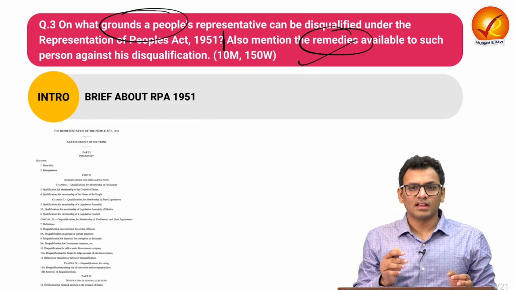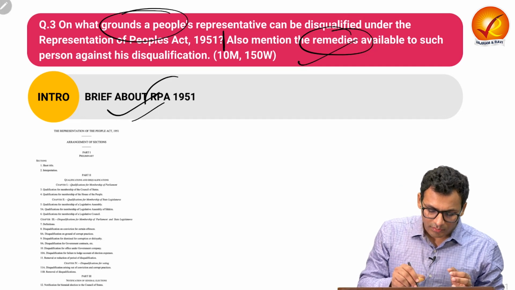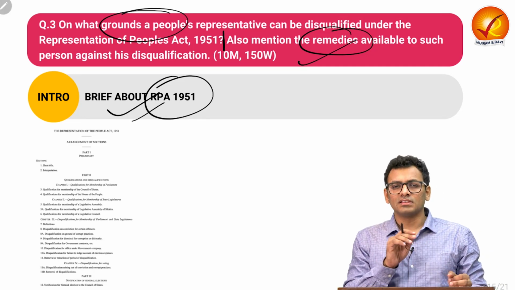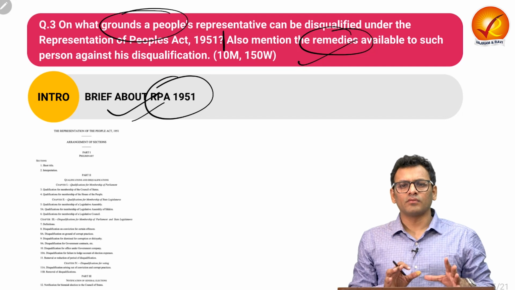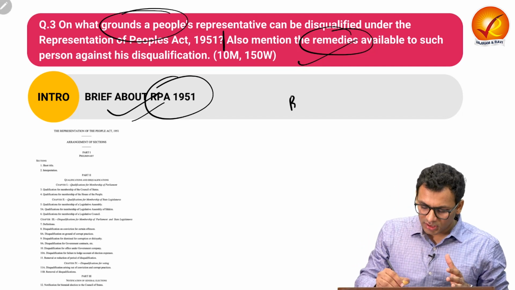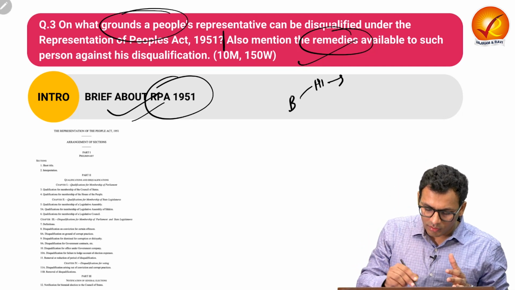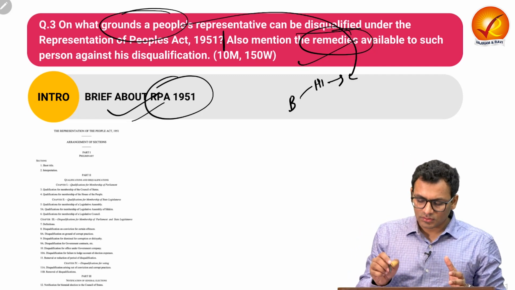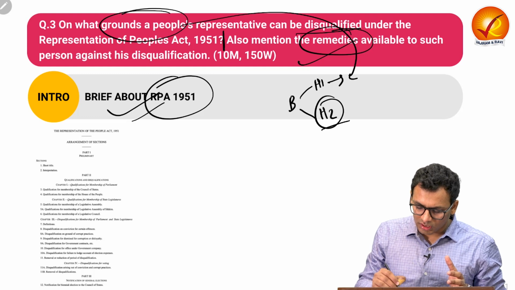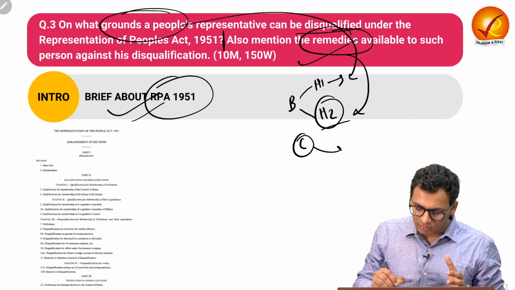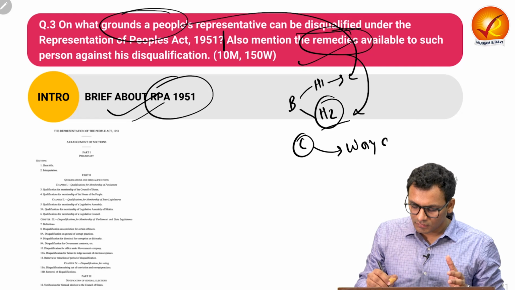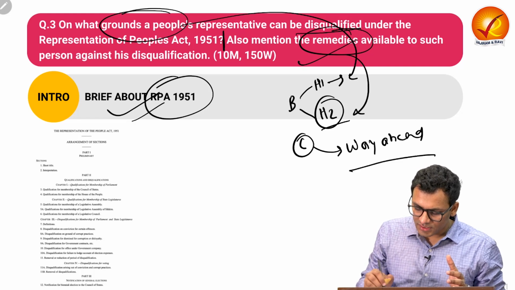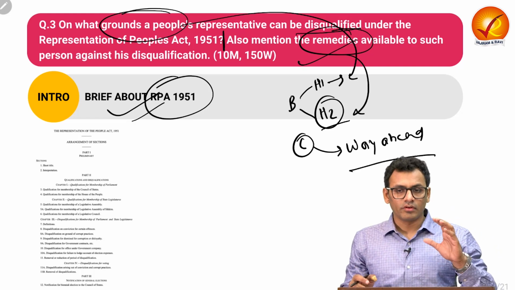If we structure the answer, in the introduction you can briefly talk about the act, as in what exactly is the nature of the act and what is its utility. In the body, in heading 1, you can talk about the grounds on which a people's representative can be disqualified. In heading 2, you can talk about those remedies. In the conclusion, you can talk about the way ahead. So that is going to be the structure of this question number 3.